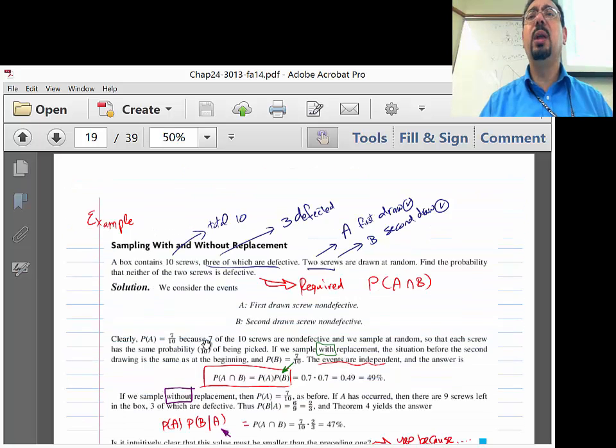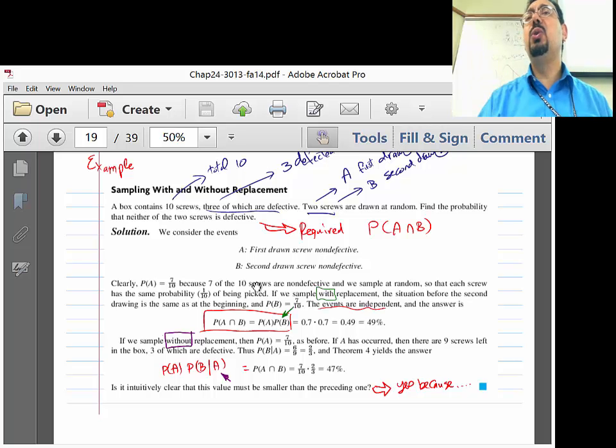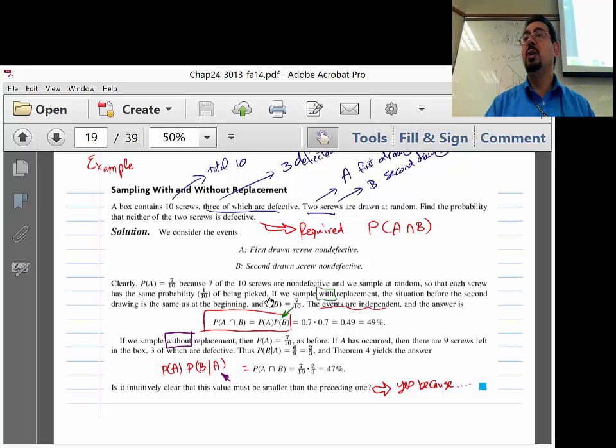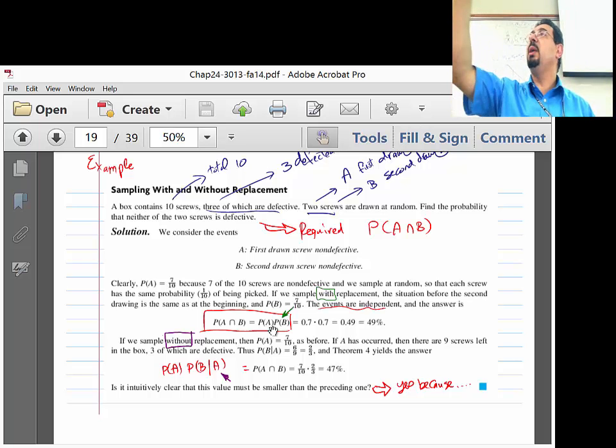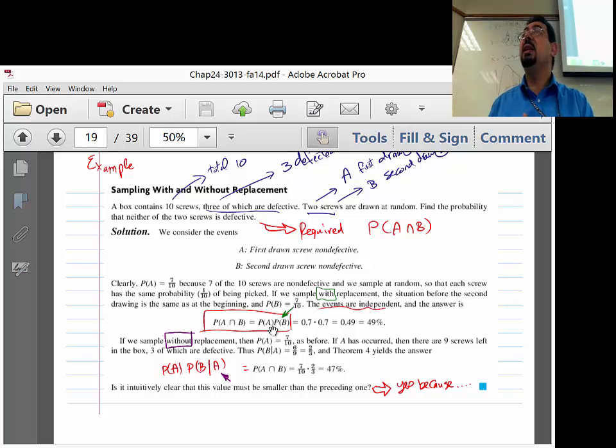And we had this example where he was picking two screws. Out of 10 screws, there were three bad. We asked, what's the probability of pulling two of them, one after the other, that were actually correct? If we replace the first one after we find out it's correct, then the second event has nothing to do with the first event. The fact that the first was good or bad is in no way affecting the second event.